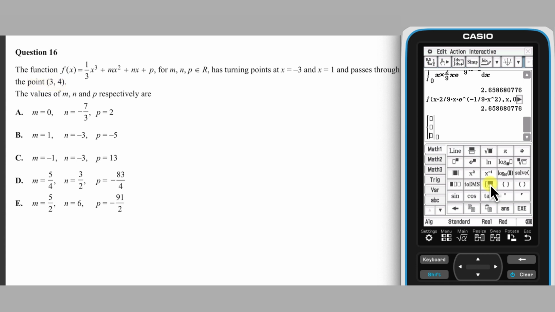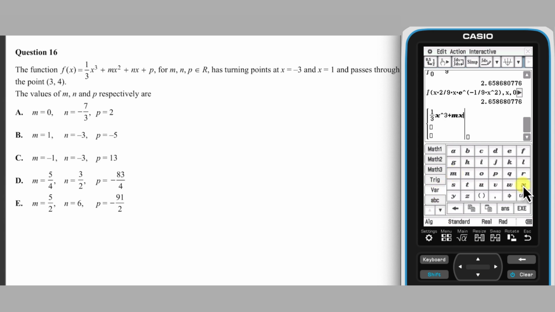When entering this function, you will need to use the variable keyboard for m, n and p, and from keyboard 3 the vertical line symbol for given that. The second equation can be formed based on the fact that the function is at a turning point when x equals minus 3. That means that the derivative of the function is equal to 0 when x is minus 3.